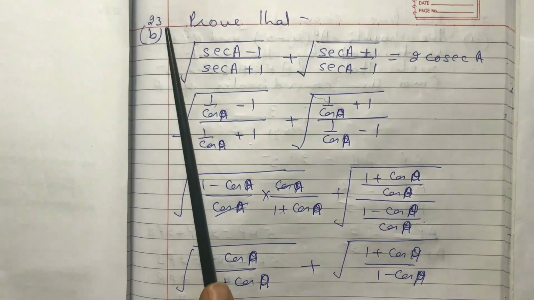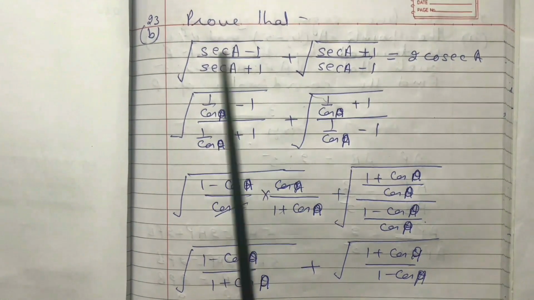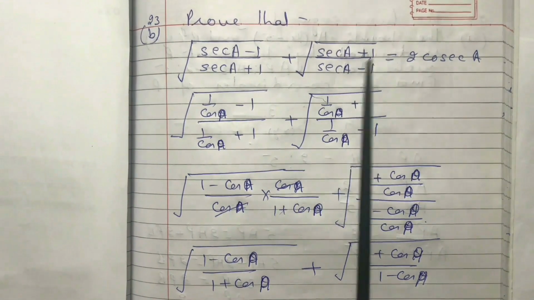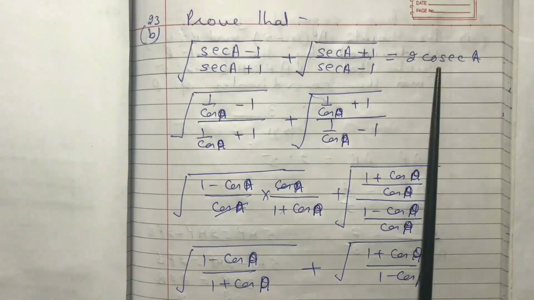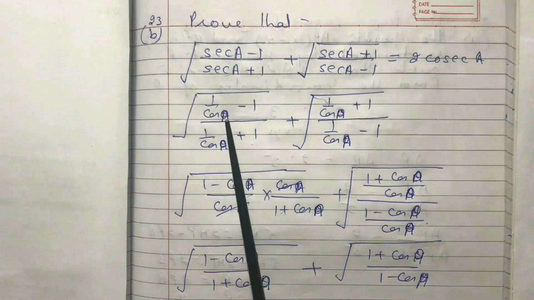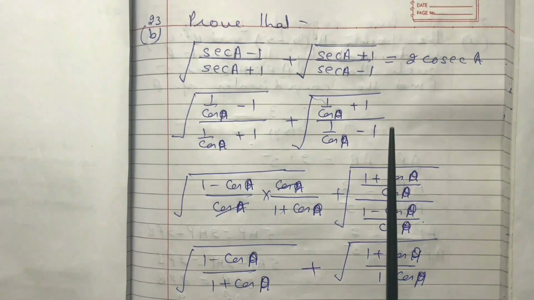Now question number 23, B part. Prove that root of sec a minus 1 upon sec a plus 1 plus root of sec a plus 1 upon sec a minus 1 is equal to 2 cosec a. First I have changed sec a into 1 by cos a. So here I have changed this.